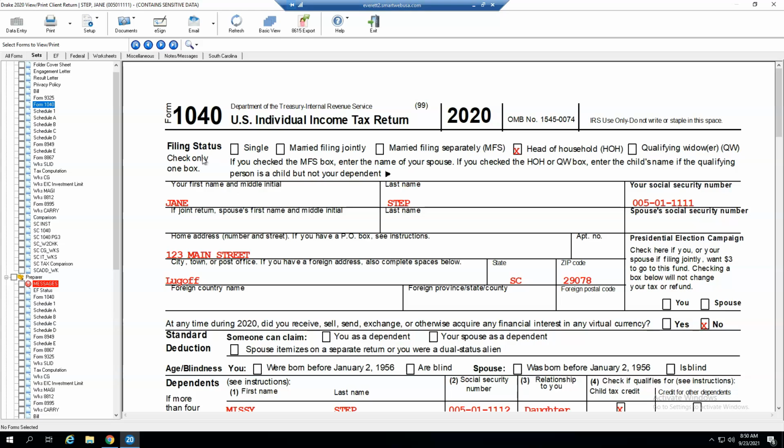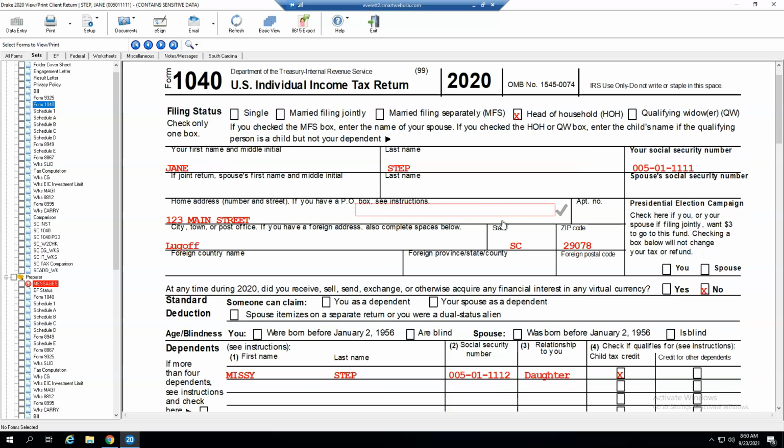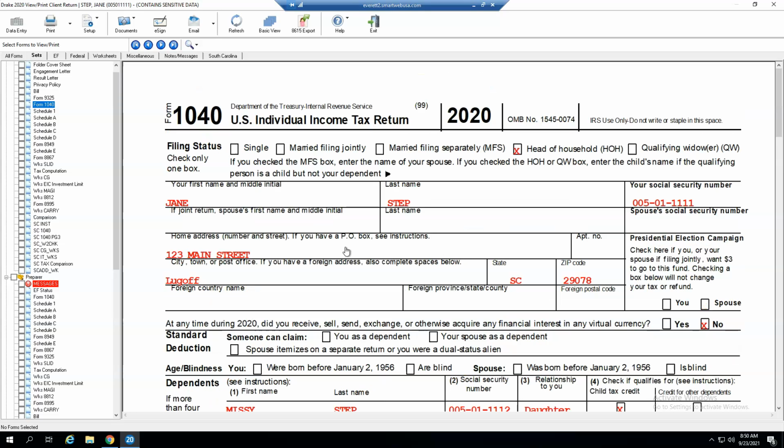So first thing is the filing status. Jane here is filing head of household because Jane is single and she has a qualifying dependent here. All right, if you are married, you have two options: married filing jointly or married filing separately. There is no one person files head of household and the other person files single. That's not how it works. These are your two options.